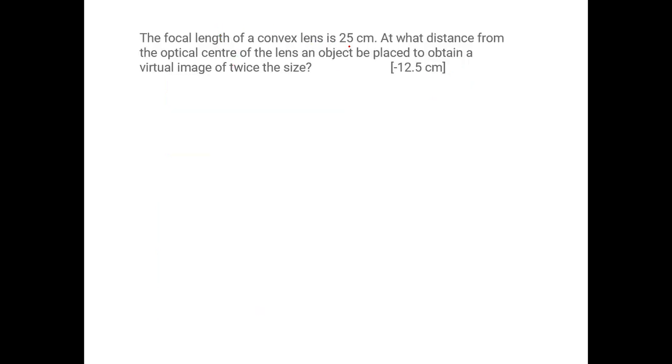The focal length of a convex lens is 25 centimeter. So this is a convex lens, focal length is 25 centimeter. So I can write down f is equal to plus 25 centimeter. At what distance from the optical center of the lens should an object be placed to obtain a virtual image of twice the size? So we're getting a virtual image and we have a convex lens.